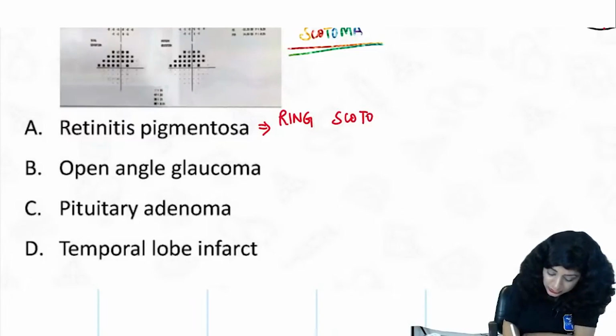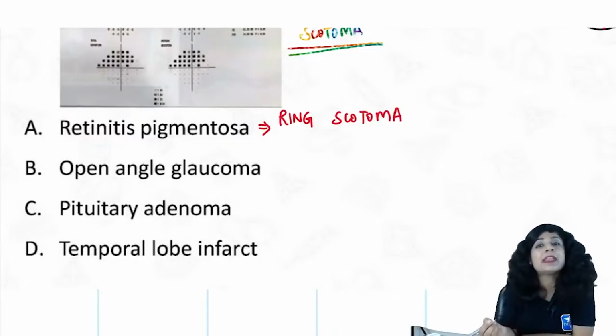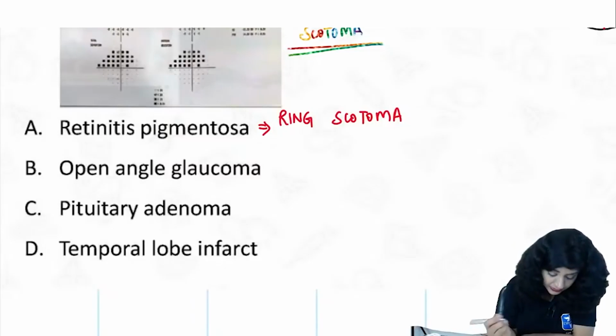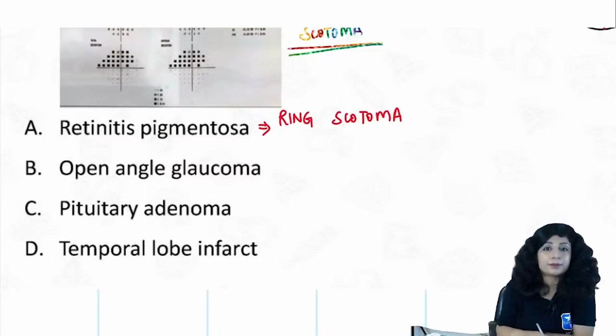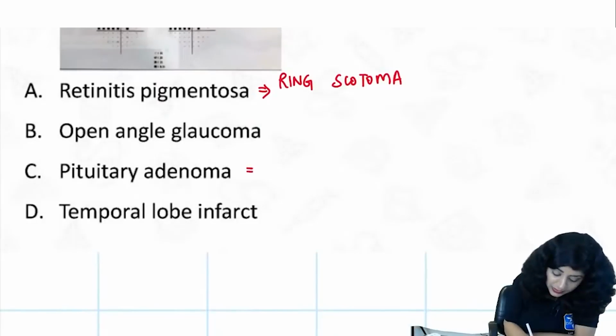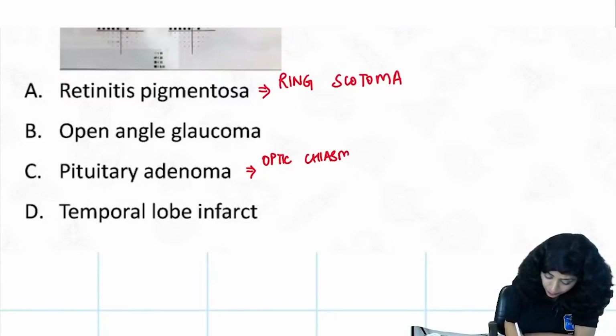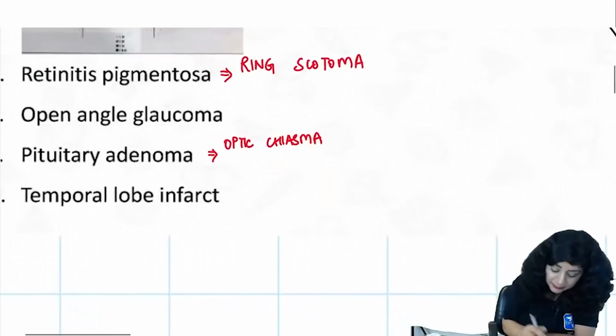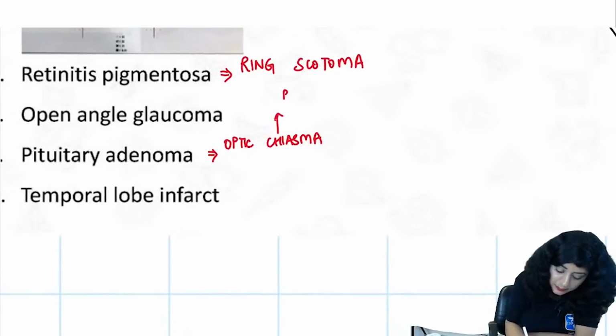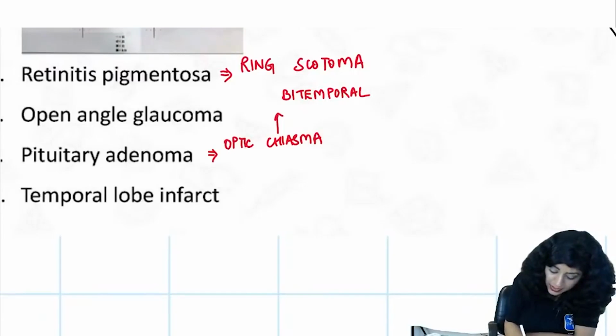Okay, so is it a ring-shaped scotoma? In open angle glaucoma you know the whole range, we will discuss that now. Now pituitary adenoma. Pituitary adenoma will compress the optic chiasma. Optic chiasma, it is compressing, therefore this will cause bitemporal hemianopia.